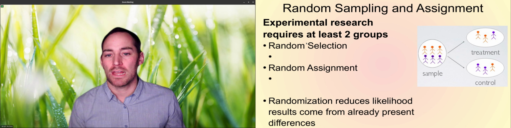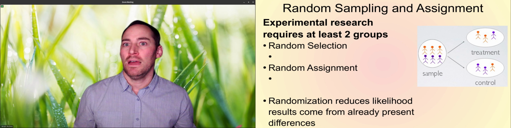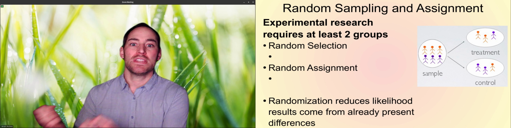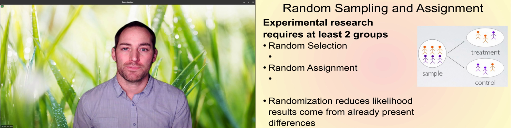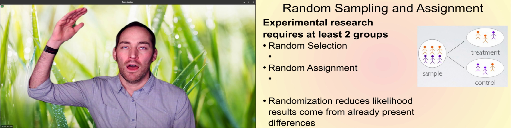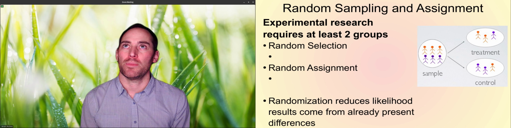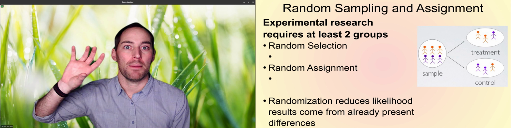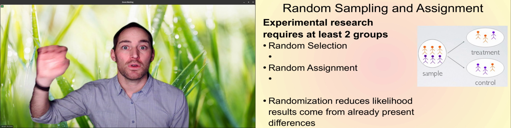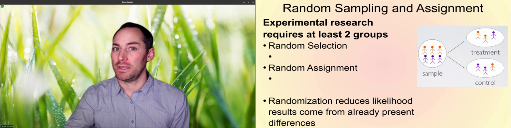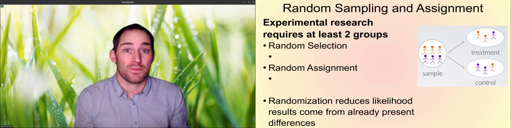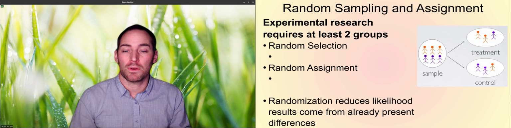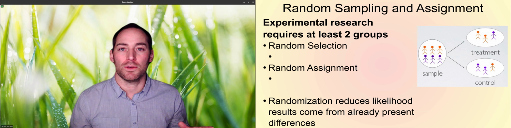So random selection is essentially like I have the ability to sample from every single person at Salt Lake Community College. I wouldn't take the first half of the alphabet and put them in the treatment group, and the second half of the alphabet put them in the control group. So maybe there's some difference in their lives. That wouldn't be a good way to get a good mix of people.